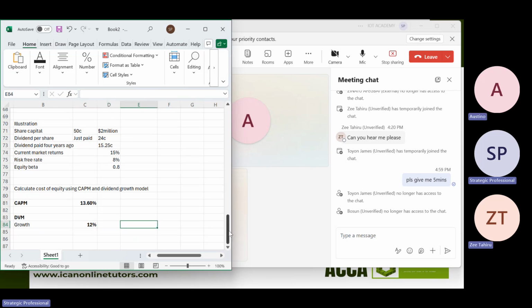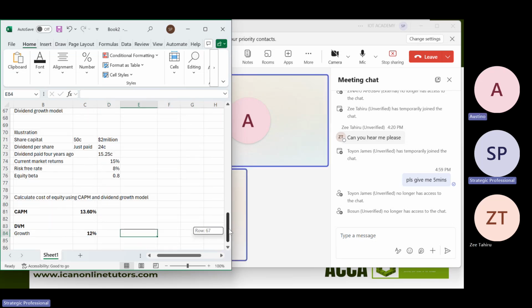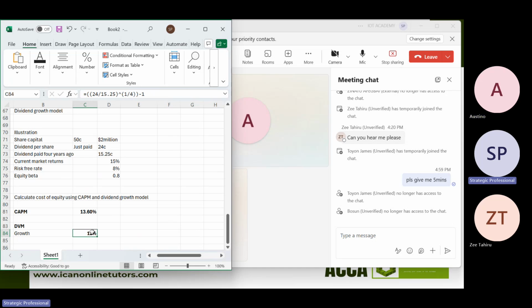Are we following? What's the formula for the growth rate? If you remember, I think you were off for a while, that's why you didn't follow. When you are trying to check growth, I said there are two approaches. We can use Gordon, or we can use the dividend growth model approach, right? When you are using the dividend growth model approach, what we usually use is the geometric mean or compounded annual growth rate.